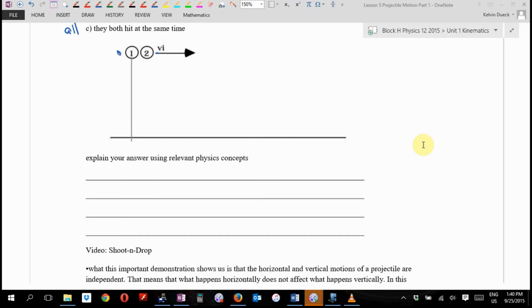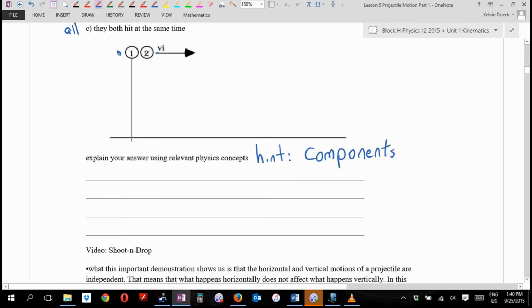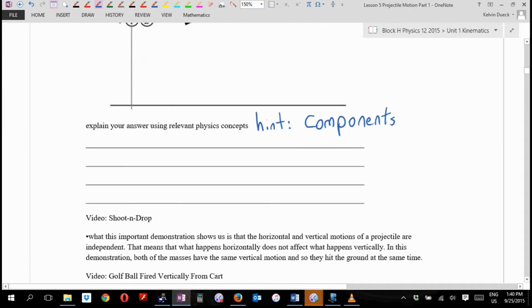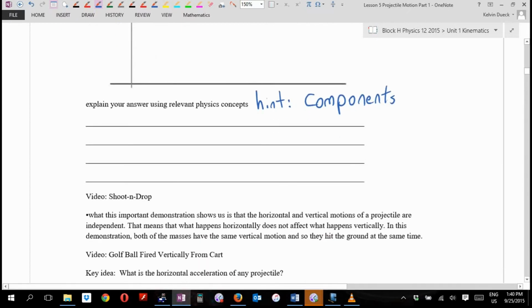But I'm going to give you a one-word hint. Your hint is going to be the word components. And this is our phrase that I'm going to be flogging to death today. What this demonstration shows us is that the horizontal and vertical motions, components, of a projectile are independent.